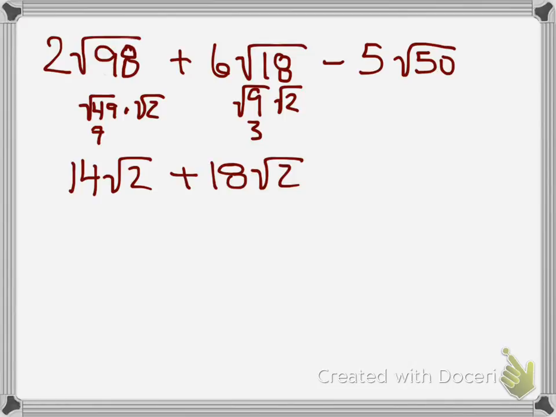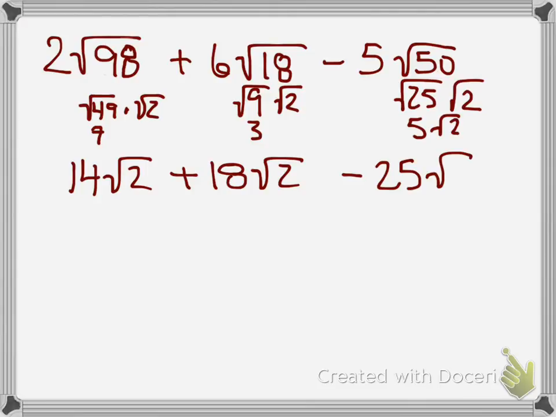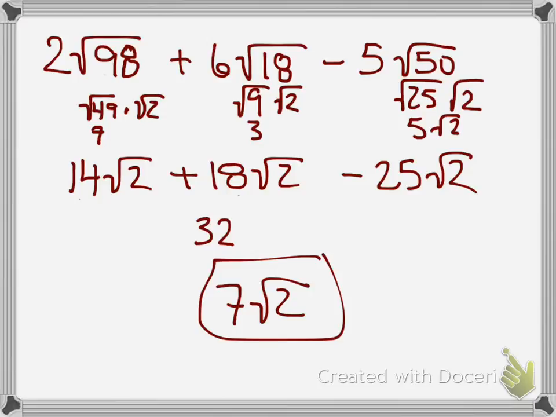Square root of 2. And then for the 50, you've got 25 and 2. The square root of 25 is 5, so 5 times 5 is 25. So I get minus 25 square root of 2. So now I can go 14 plus 18 minus 25 to get an answer of 7. 14 plus 18 is 32. 32 minus 25 is 7 square root of 2. And there's that.